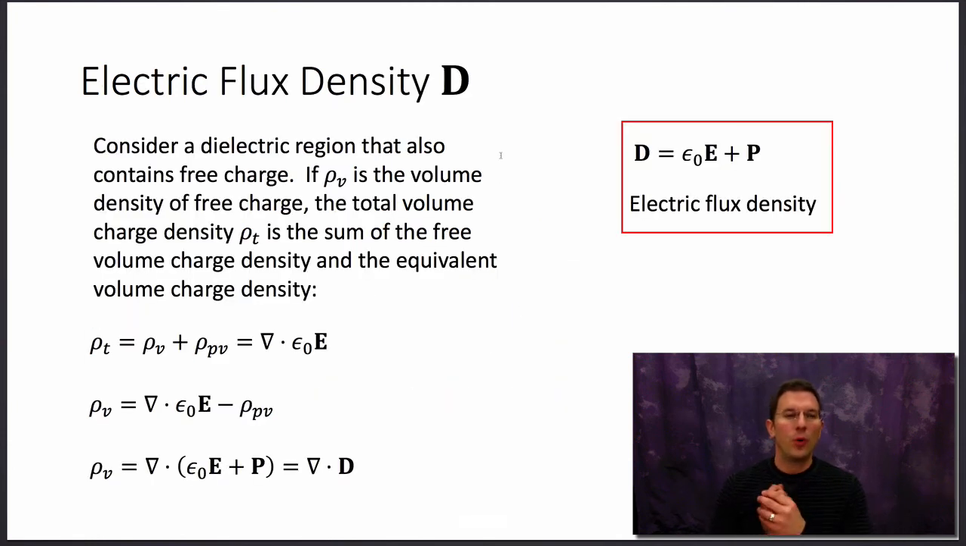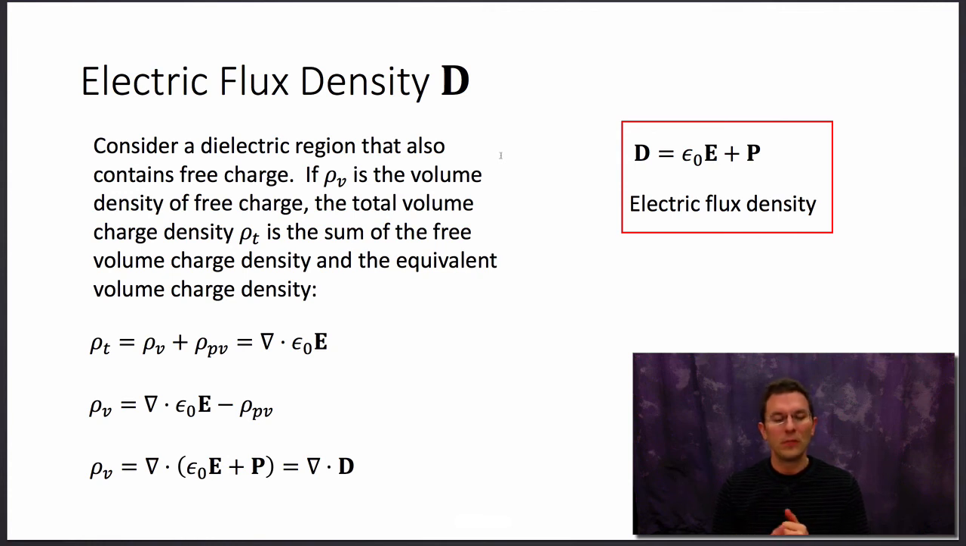Well, we have another important quantity that has been appearing in Maxwell's equations that we haven't defined yet, which is called the electric flux density. And the reason we haven't defined it is that in order to have an electric flux density different from that of free space, you need materials. So let's consider a dielectric region, a material that has an insulating material in it. And let's say that it also now contains some free charges.